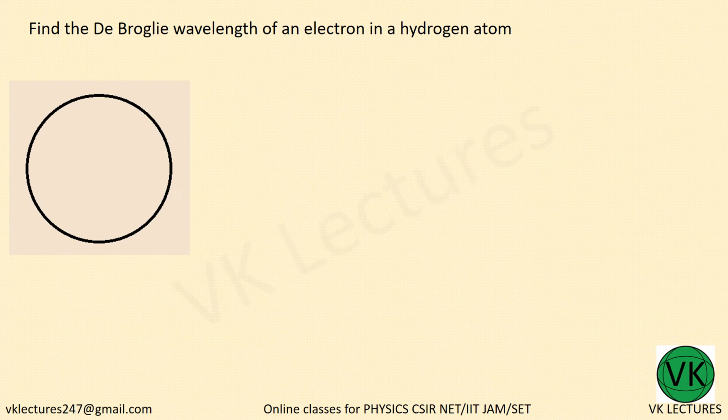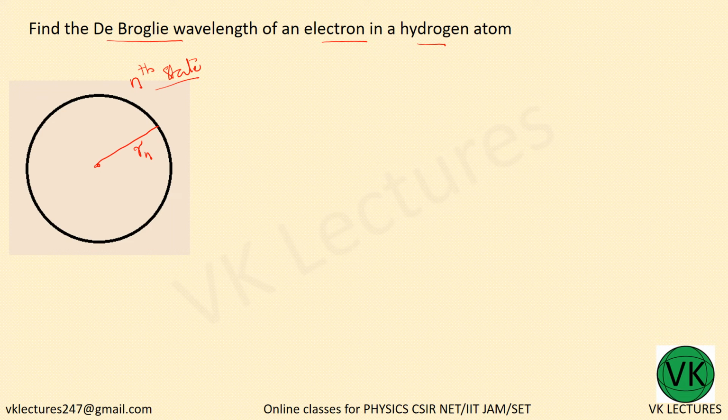Now here is a question. Find the de Broglie wavelength of an electron in a hydrogen atom. Here is the center, this is the radius. We don't know the position of the electron, whether it is in the first excited state, the ground state, or any other state. Let us take it as the nth state. So this would be Rn, the radius of the nth orbit.